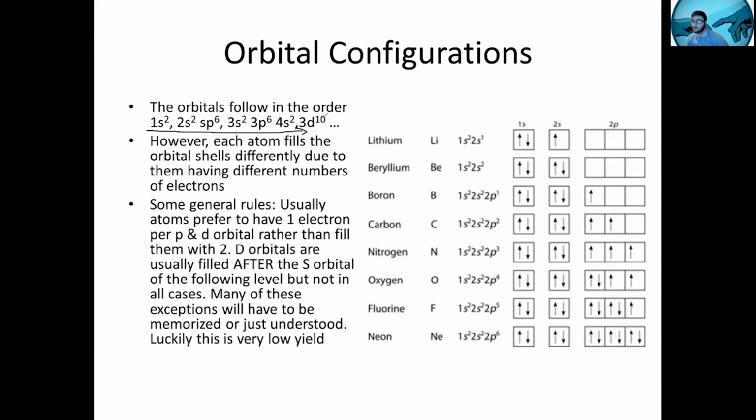If you really wanted to know all the exceptions, you would have to learn each one independently. I wouldn't strongly encourage it because it's not that important. It's not that serious, at least for the MCAT. But if you want to be safe, then that's really the best way to know it for sure. But there are some general rules apart from this order.